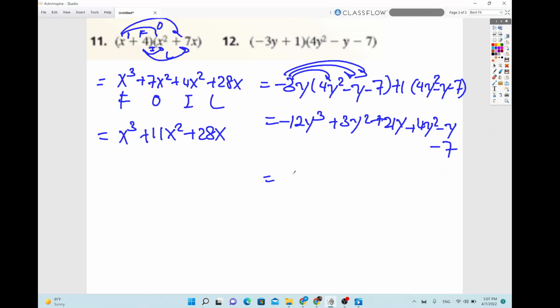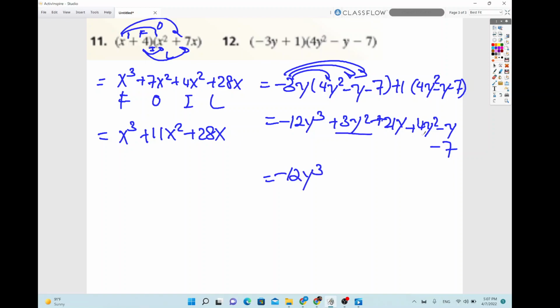Now from here, you have to be very careful because you want to combine the like terms. The like term that we have, negative 12y to the power of 3. Anything similar to y to the power of 3 with the exact same degree. There's nothing like that except the negative 12y to the power of 3, so we simply carry that down.